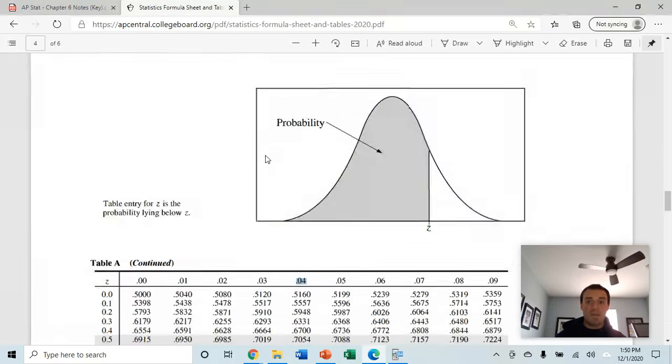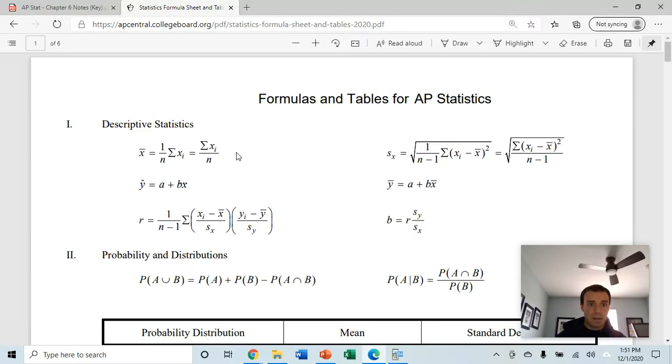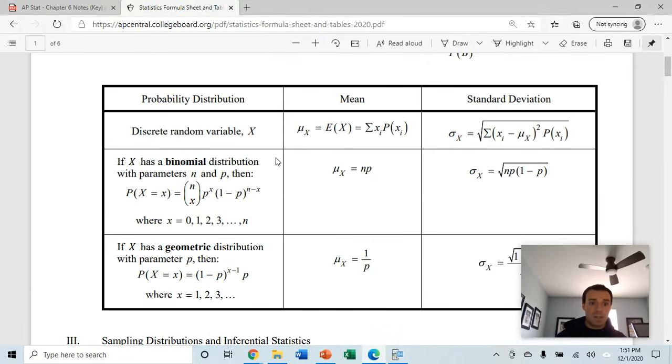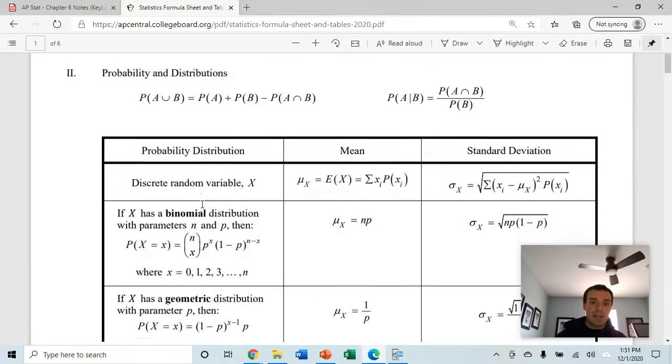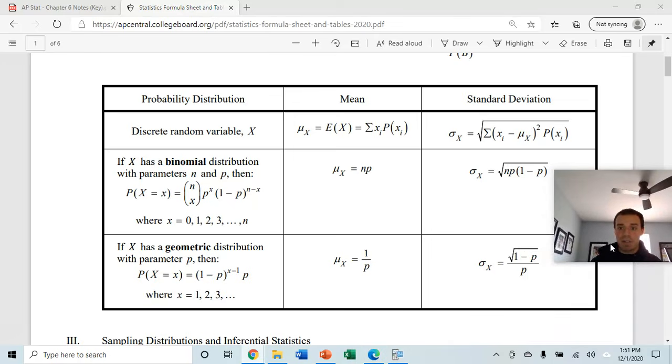I want to show you on the formula sheet where these things are located. So on your first page of your formula sheet, notice that it says, okay, for a probability distribution, here's the formula for the mean and the standard deviation that we saw earlier in this chapter. And in here it says, okay, if it's a binomial distribution, here's your binomial distribution formula, as well as the mean and the standard deviation for a binomial. Here's the geometric distribution formula, as well as the mean and the standard deviation for a geometric distribution.